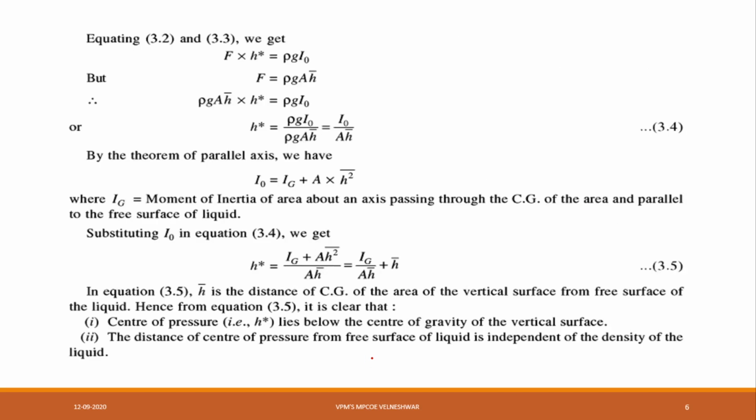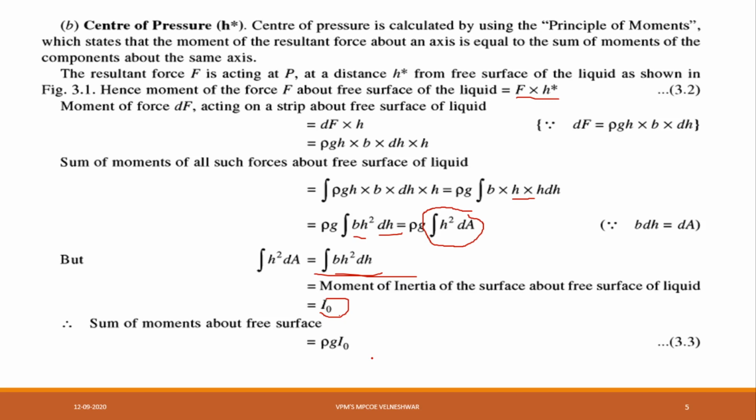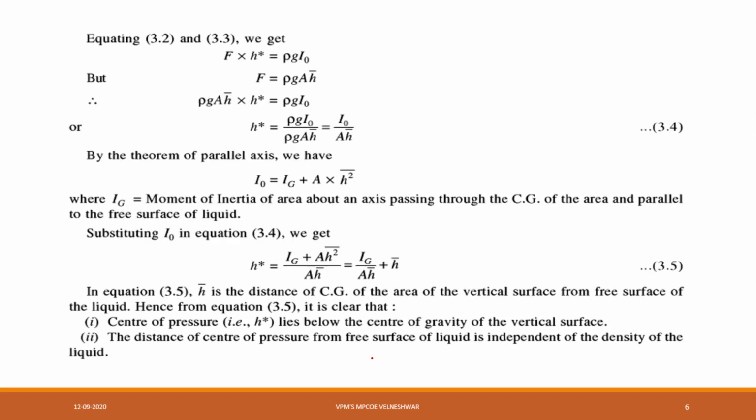Now, rho g A H bar into H star is equal to, here I am taking the F value. What F value did I get here? Rho g into I naught. So rho g A H bar into H star is equal to rho g I naught. What is our unknown value here? H star is the unknown value. So H star is equal to rho g I naught divided by rho g A H bar; rho g cancels, and the final value is I naught divided by A into H bar.